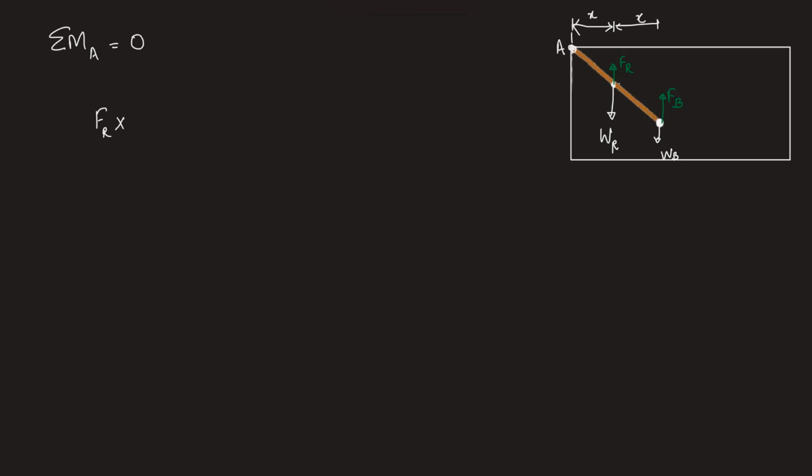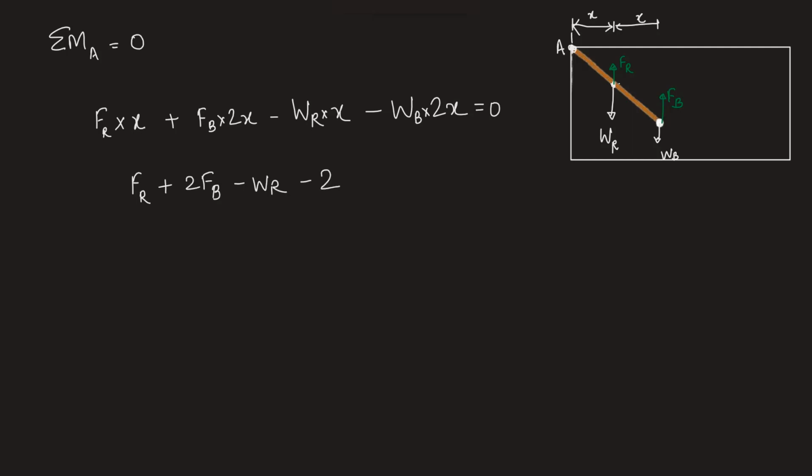And therefore we can write FR into X, this is the anticlockwise moment, plus FB into 2X, this is also anticlockwise. Then we have WR and WB creating a clockwise moment. So minus WR into X minus WB into 2X is equal to 0. Taking X common, we have FR plus 2 times FB minus WR minus 2 times WB equal to 0. Now we need to substitute each of these values.